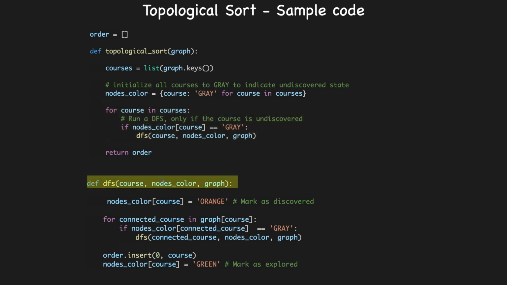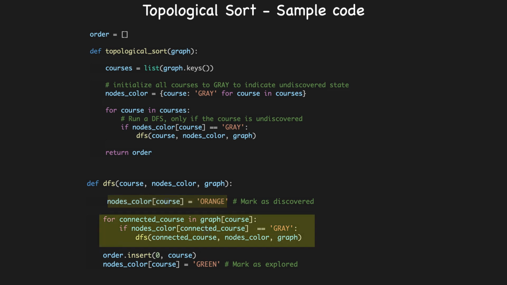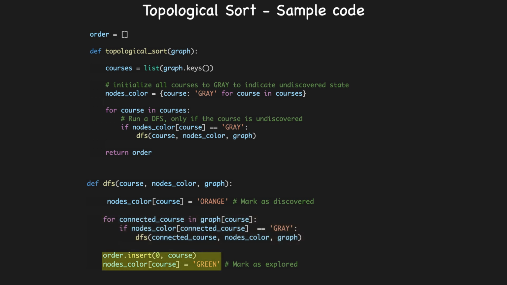Our DFS function accepts the course name, nodes color dictionary and graph dictionary as arguments. The first thing we'll do is set the nodes color to orange to indicate that it's discovered in the traversal process. And then for each connected course in the graph, we'll recursively run a DFS on it only if its color is gray. Then we'll insert the course at the beginning of the list, which is the 0th index. We'll also mark the course as explored. Finally, we'll return this order that we just created from the function.